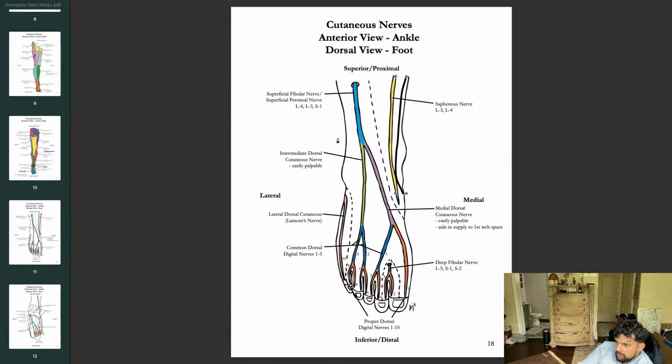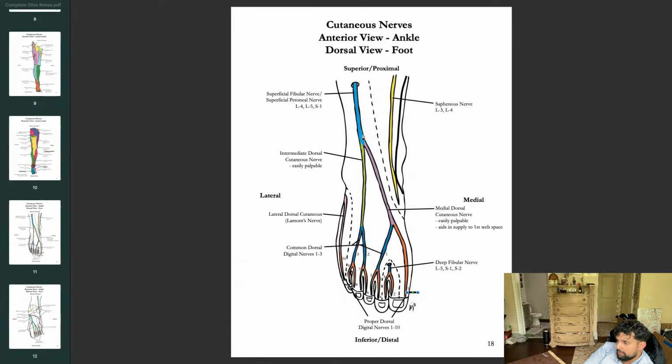In lab, you probably saw superficial fibular, and then it divides into its two terminal branches, which are the medial and intermediate dorsal cutaneous nerves. Medial dorsal cutaneous, I don't know if it aids in supply of the first web, but one thing that's important is the medial proper dorsal digital nerve, right? That's what this is. This right here is the medial proper dorsal digital nerve, coming from the medial dorsal cutaneous nerve, coming from superficial fibular nerve, coming from common fibular nerve, coming from the sciatic nerve, right?